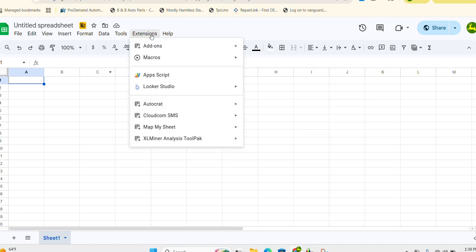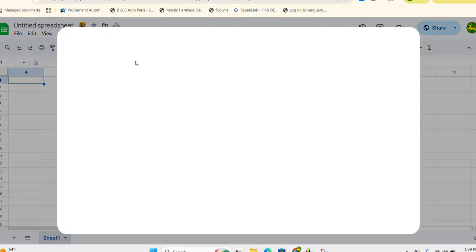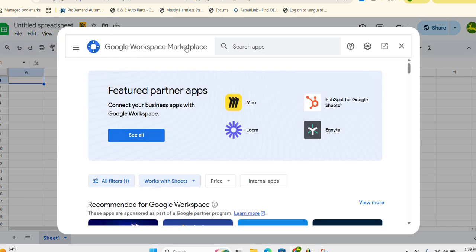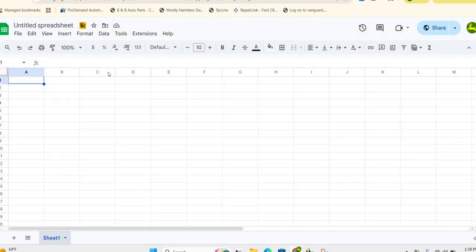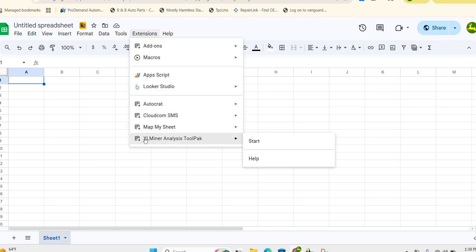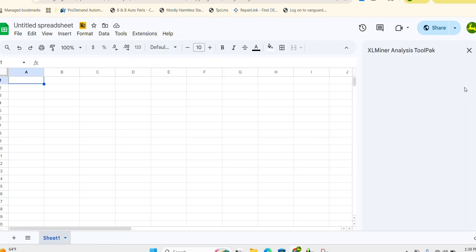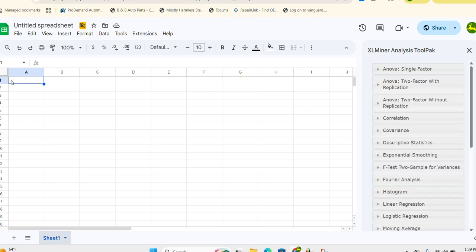So again, you need to come here to extensions. You need to go to get add-ons. You need to get XLMiner analysis tool pack, and you need to install it. Of course, you have to say yes. You can have my firstborn and all that. And then it pops up. We're gonna start it, and it's gonna sit over here on the side for right now.